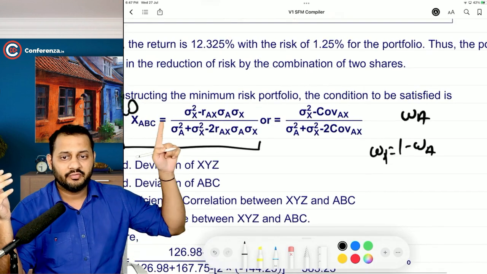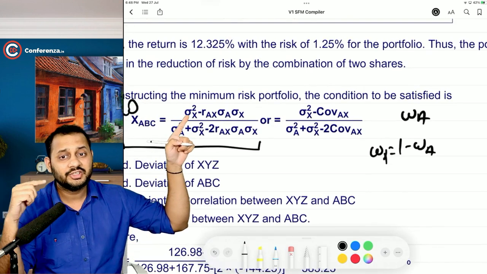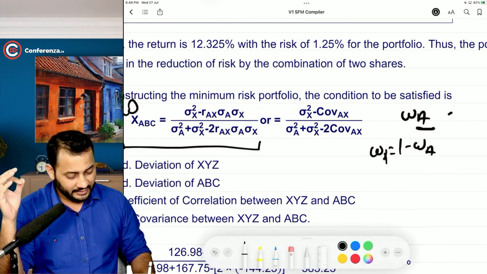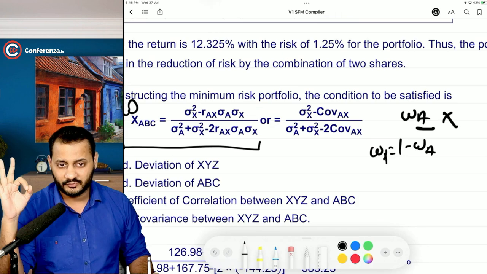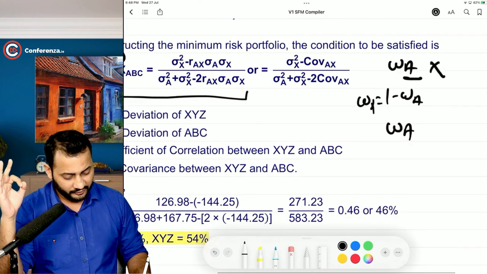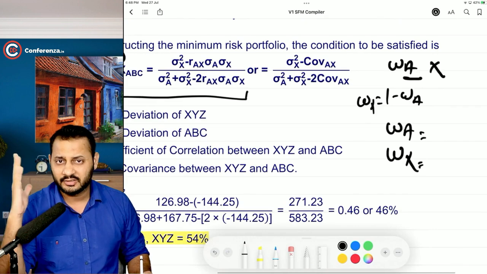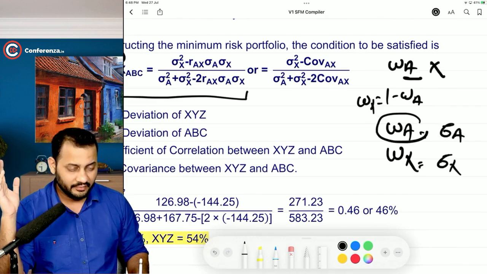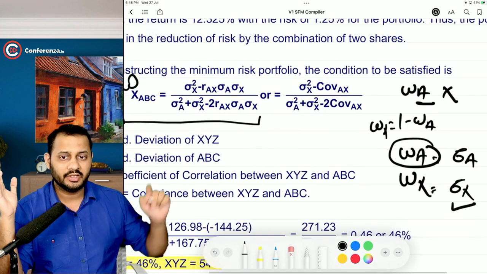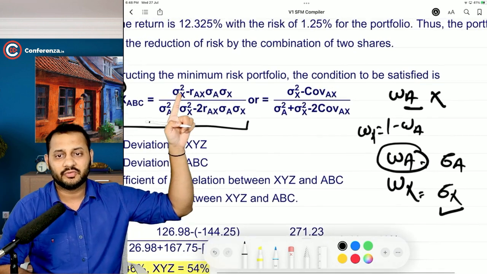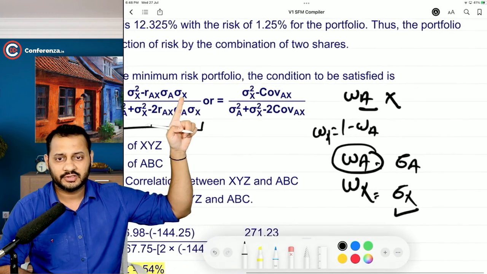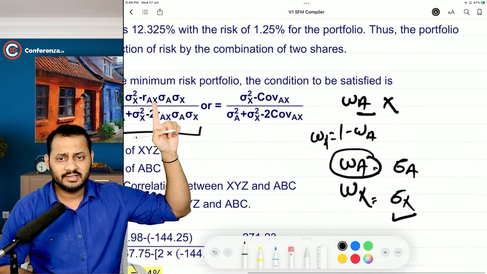So the weight of A is based on the standard deviation of X square. There are two securities, A and X, in the entire scenario. The weight of A and the weight of X are the ultimate things we have to calculate. We are calculating the weight of A, but the first thing we put in the numerator is the standard deviation of X square, that is the variance, minus correlation of AX, standard deviation of A, standard deviation of X. Or you can just write this entire part as the covariance of AX, isn't it?